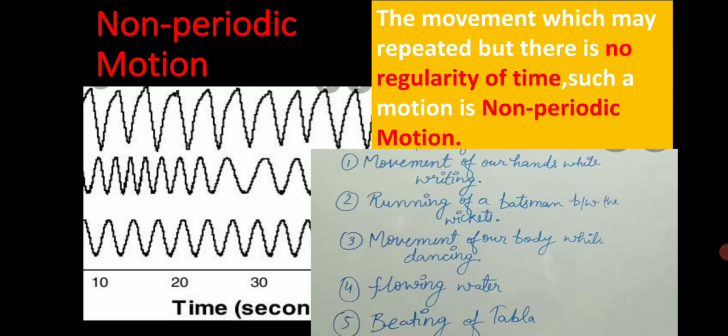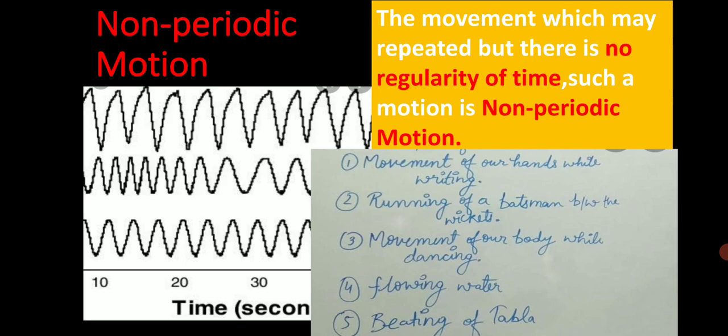Now, non-periodic motion. You have seen that when we speak, our lips undergo movement. Their movement continues as long as we are speaking. When we stop, there is no movement of the lips. However, the movement occurs again when we speak again. Thus the movement of the lips may get repeated, but there is no regularity of time here. So such a type of motion is non-periodic motion.